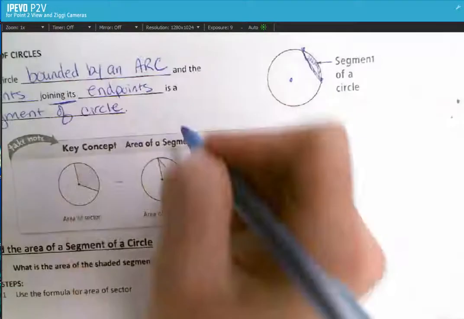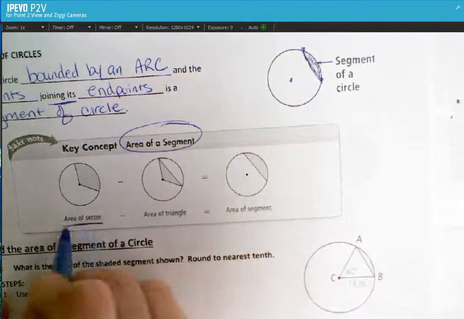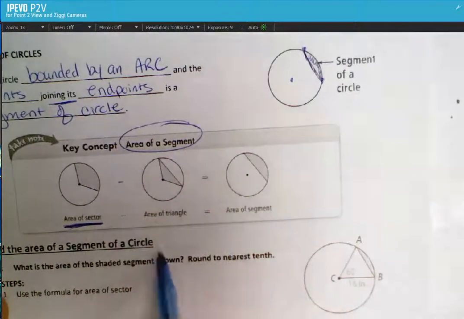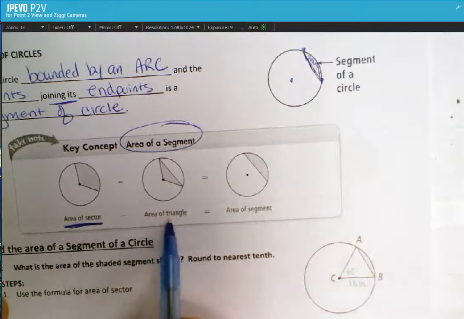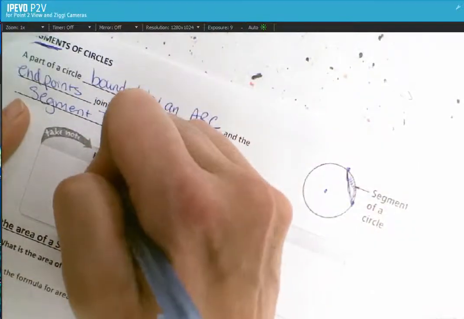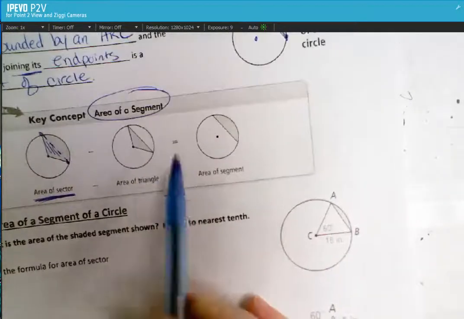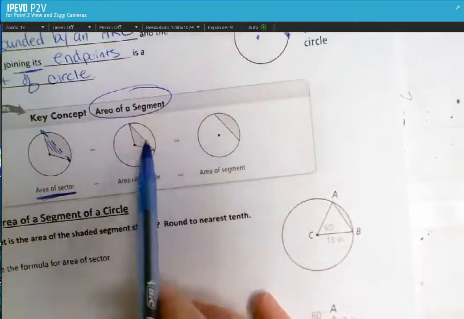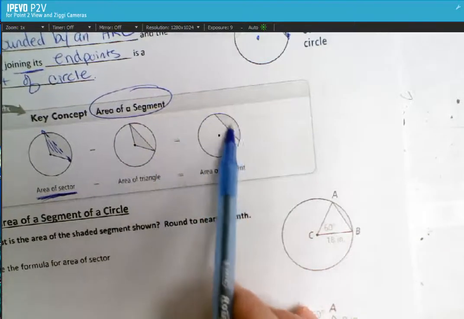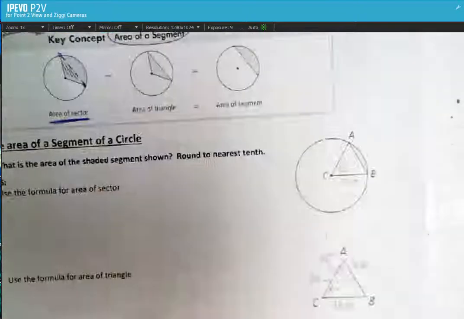In order to find the area of a segment, we have the entire sector, which is our pie piece, the entire sector minus the area of a triangle. Well, this triangle is formed when I connect the endpoints of that sector. If I take away the triangle, I am left with this segment area. So it's a double step piece here. But we already have all the tools, so let's try one.